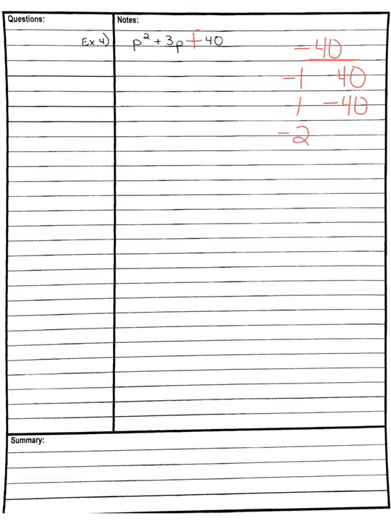2 works, so -2 and +20. Or the 2 could be positive and the 20 could be negative. 3 doesn't work, but we know 4 and 10. So -4, +10, or +4, -10. And last but not least, 5 also works. A -5 and 8, or a +5 and a -8.